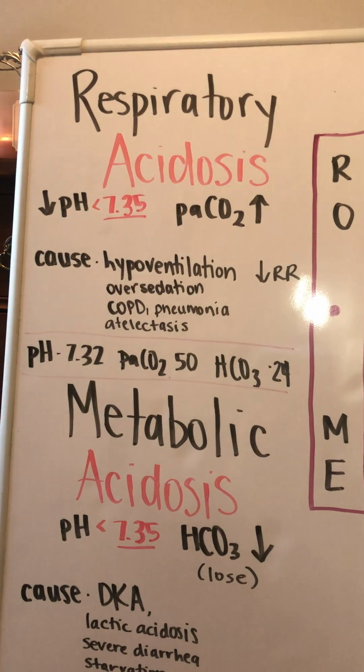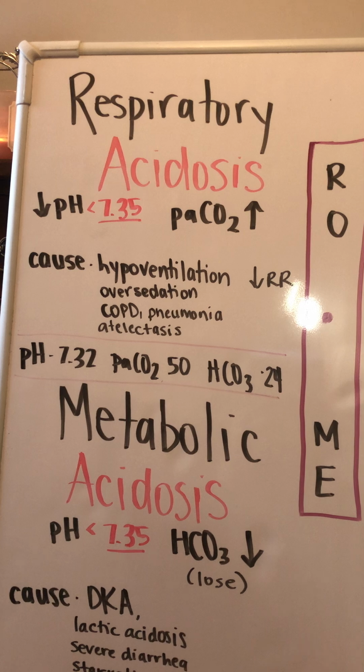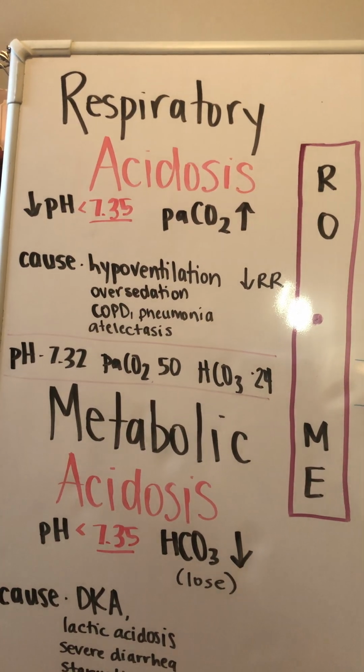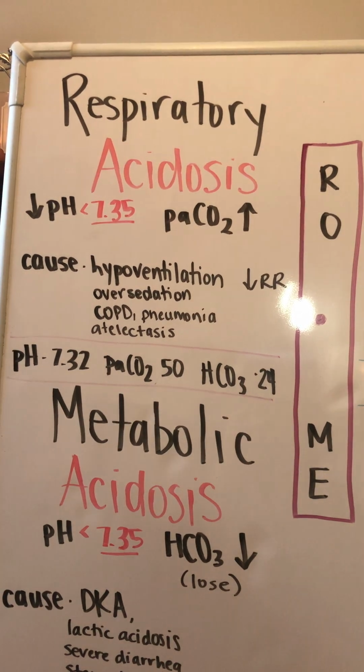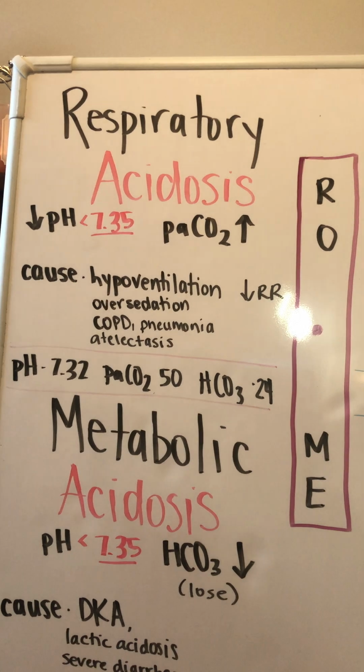So in this case, if we go back to our blood gases, 7.32 is less than 7.35, so we know it's acidotic. PaCO2 is greater than 45, so that means it's acidotic. And our bicarb is normal. So that means that this is uncompensated respiratory acidosis.